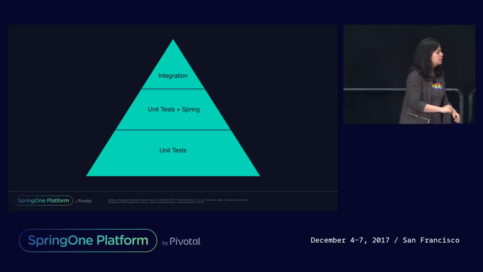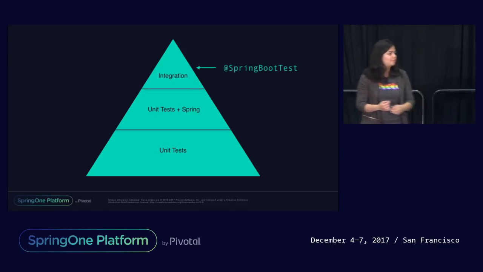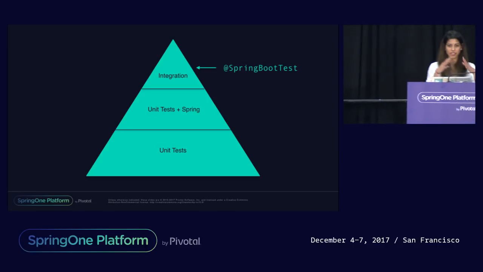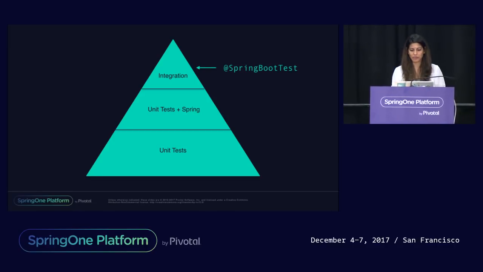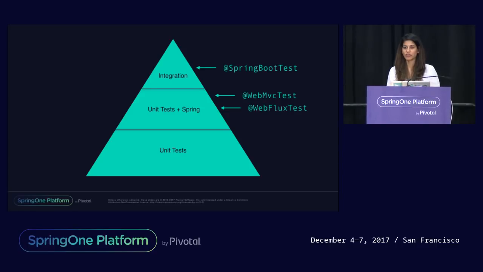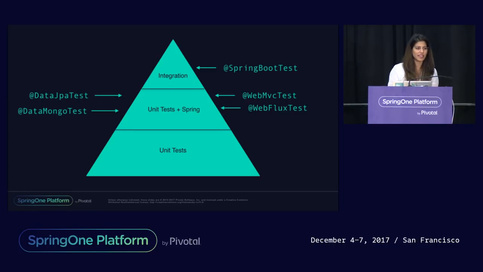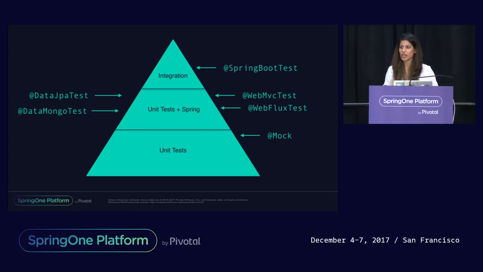And so in the Spring world, what we saw, the SpringBootTest, fits in the integration test. For unit tests that also involve Spring, you can use the slices that Spring Boot gives you: the WebMvcTest, the WebFluxTest, the DataJpaTest, the DataMongoTest. There are a few other slices, so you can refer to the documentation for that. And for the unit tests, there's absolutely no Spring involved, so we just ran with the Mockito runner and used the @Mock annotation.